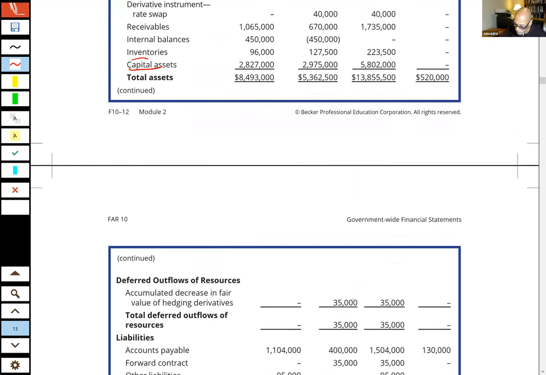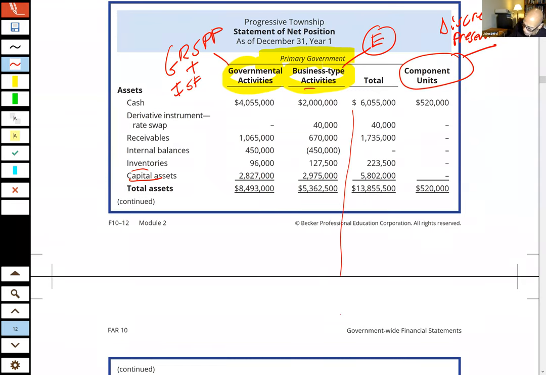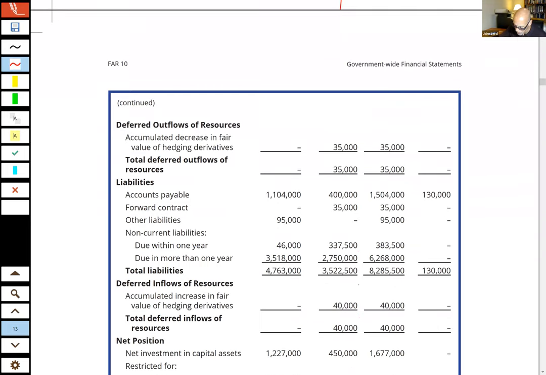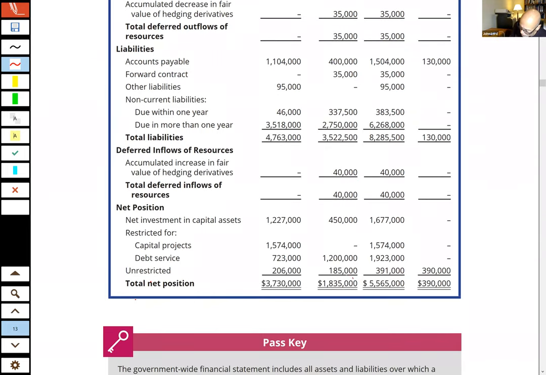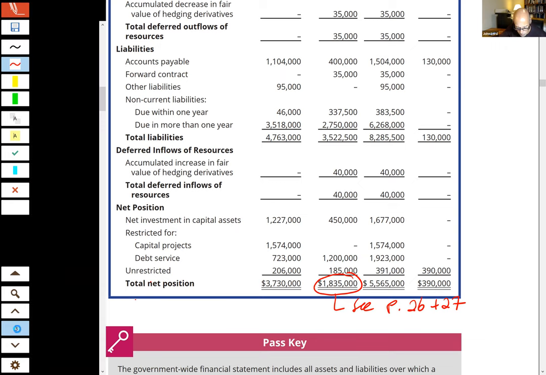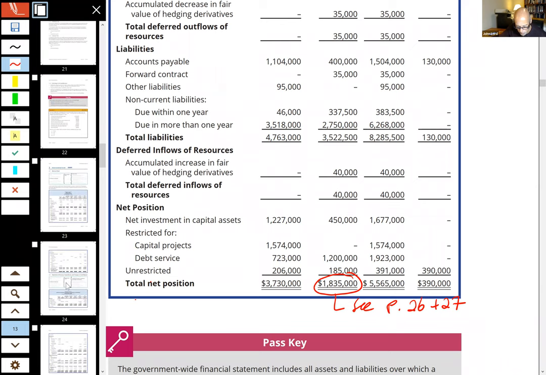Now, I'm in the business-type activity column here that I'm showing you right now. And when I look at this business-type activity column, they show me net position of 1,835,000. Now, guys, you're going to have to be a little bit patient as I ask you to turn some pages, okay? So I want you to put down C, page 26 and 27, okay? And I'm going to see if I can find page 26, first off.